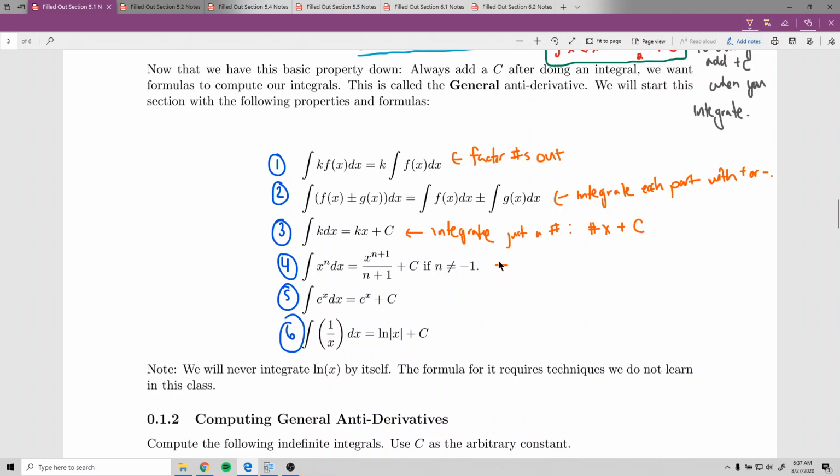All right, number 4 is the power rule for antiderivatives, for integrals, whichever one you'd like to call it. It says if you integrate x to a power, we kind of do the power rule for derivatives in reverse. We add 1 to the power and divide by that new power.